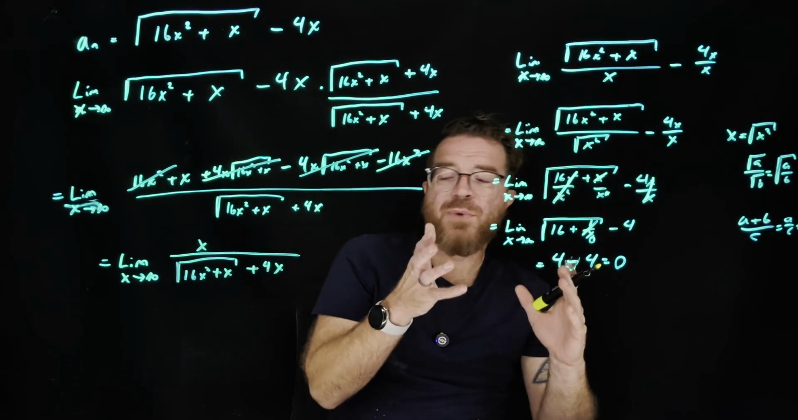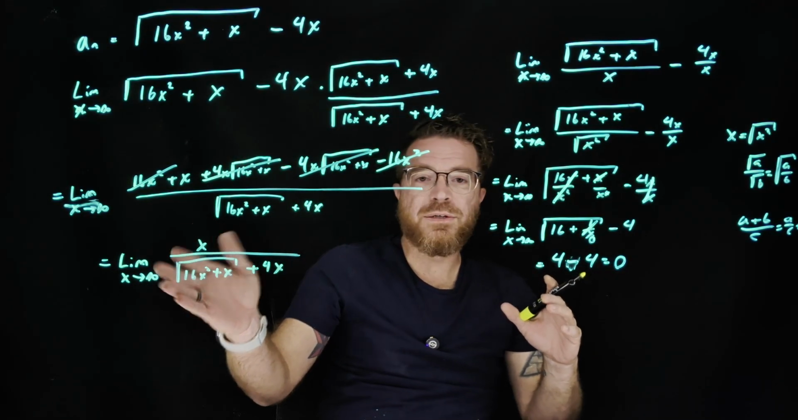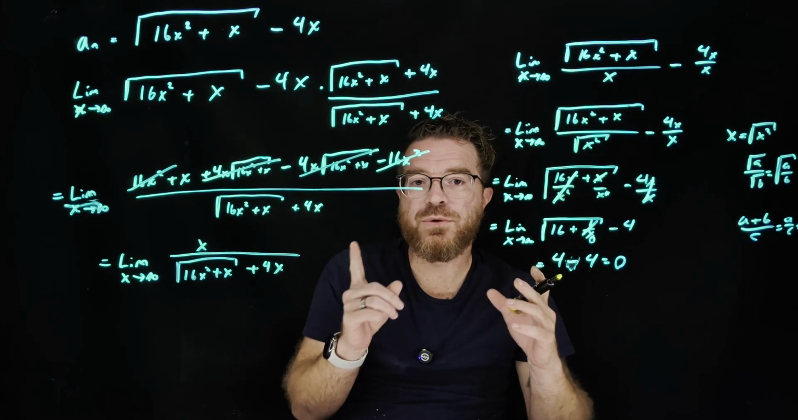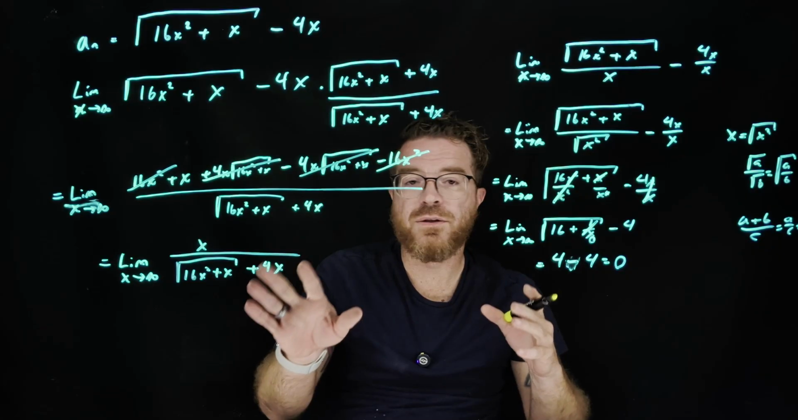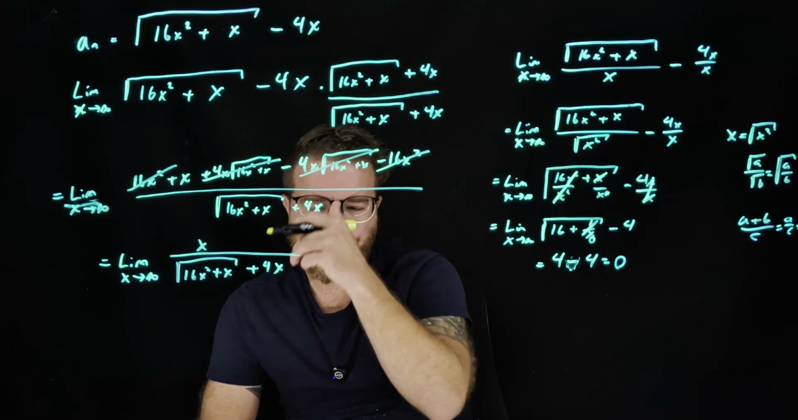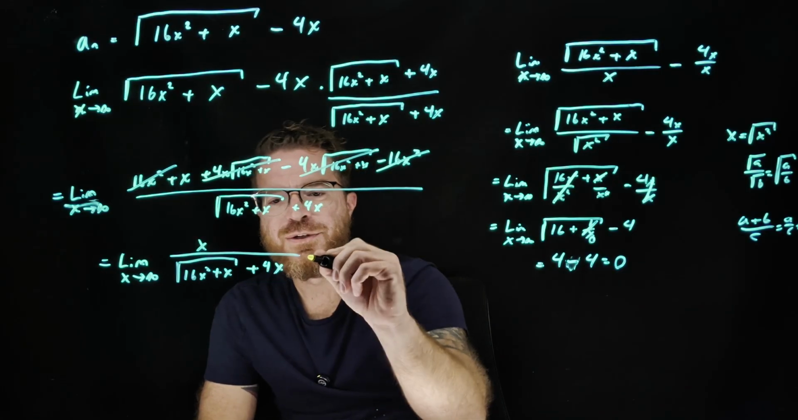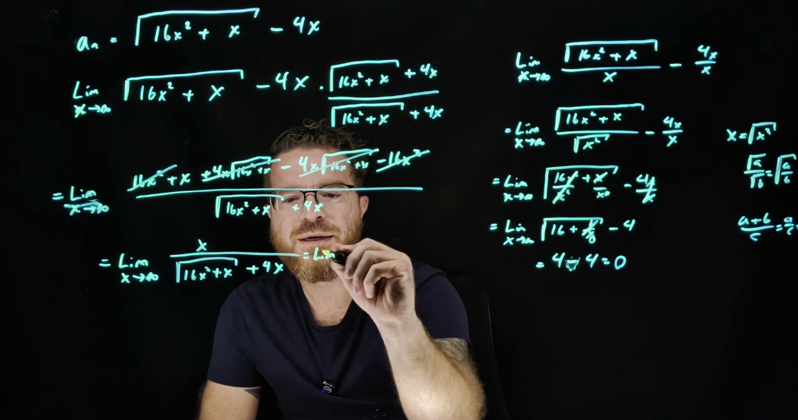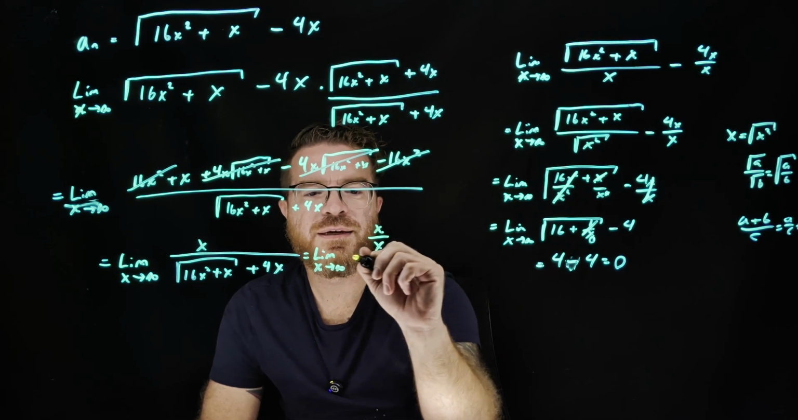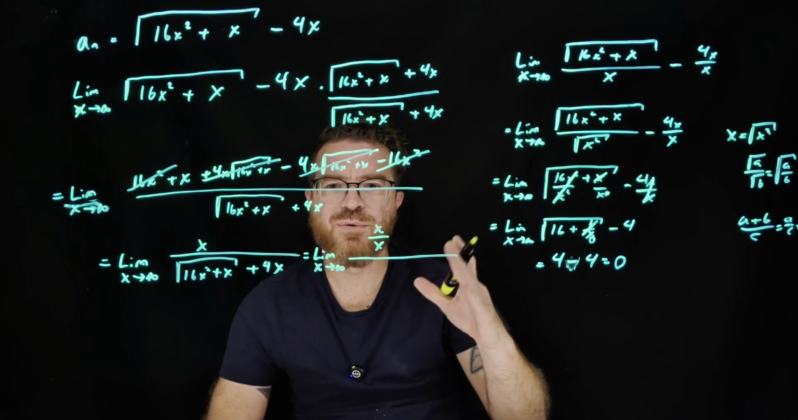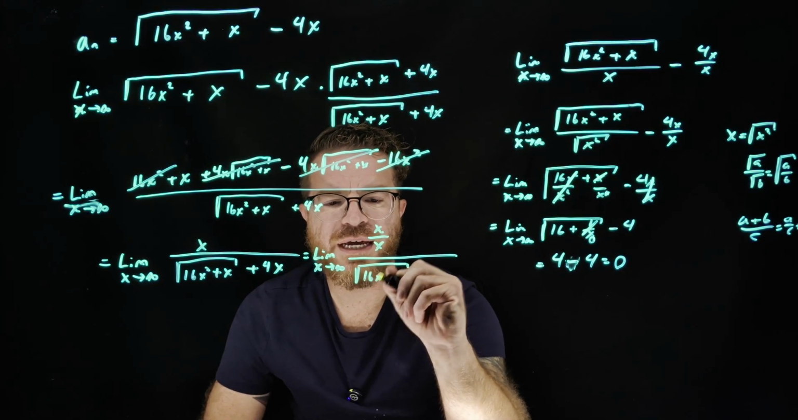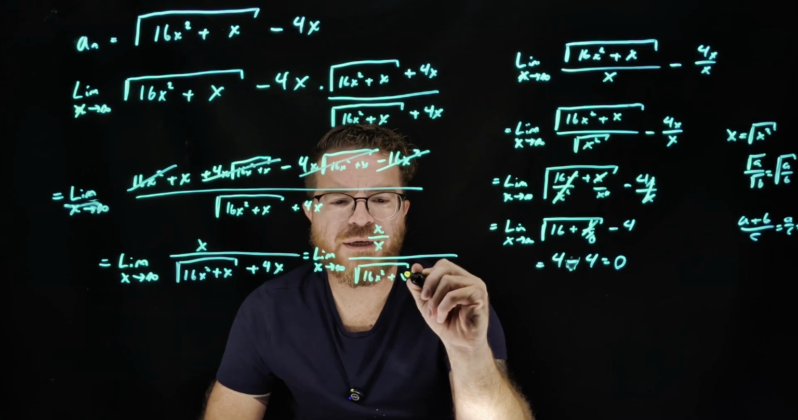Now, if we were to evaluate our limit here, we would still get infinity over infinity. It's still indeterminate. So now what we're going to do is use our trick where we divide by the largest term in the denominator, which is x. So just like we did here, we're going to do the same idea to divide this term by x. So this is going to be equal to the limit as x approaches infinity of x over x divided by, I'm just going to add the square root of x squared to begin with, the square root of 16x squared plus x.